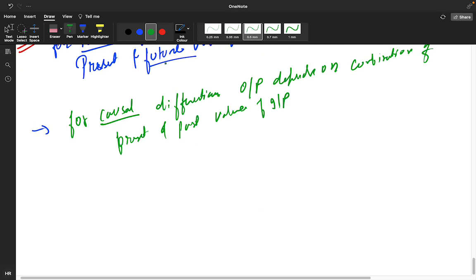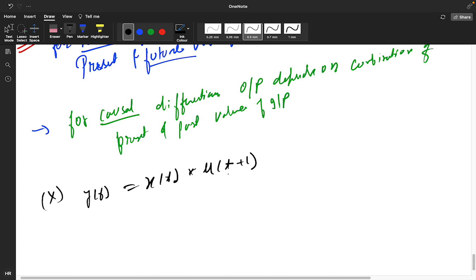See, there is one example, a different question. y of t equals x of t convolution u of t plus 1. Here, time shifting means if you put 1 here, 1 will be there, here 2 will be there, so a future value is coming. So this is non-causal, we can say directly.